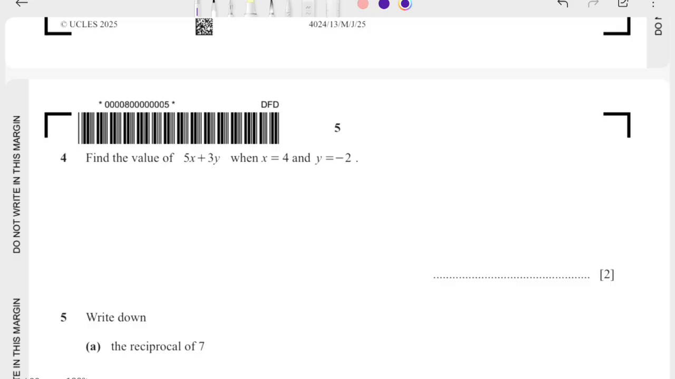Find the value of 5x plus 3y when x is equal to 4 and y is equal to minus 2. So a very simple question. We will simply substitute: 5 times 4 plus 3 times minus 2. It would be 20 plus minus 6. The answer would be 14.